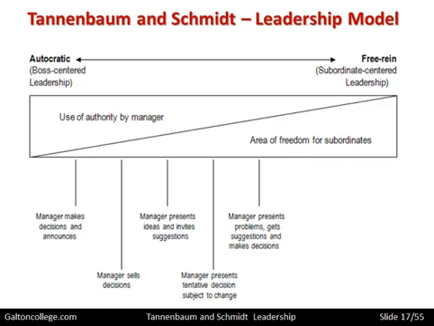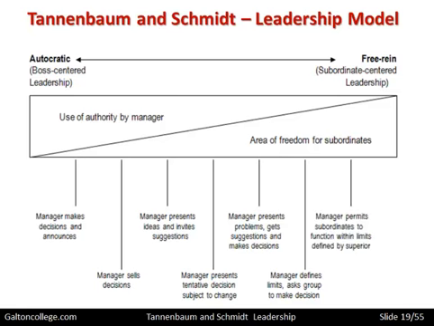Next, the manager presents problems and gets suggestions and makes decisions. So the next one along, they don't even come with ideas. The management now are just identifying problems and asking for suggestions. And then the manager defines limits and asks groups to make decisions. The management say, well, subject to, don't get involved in this and don't do that, but otherwise see if you can sort it out yourselves. So the manager is not making the decision. The manager is asking the employees to make the decision.